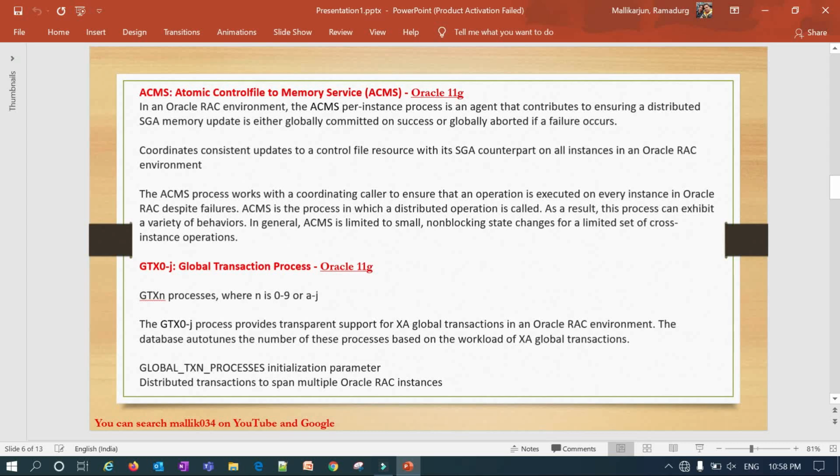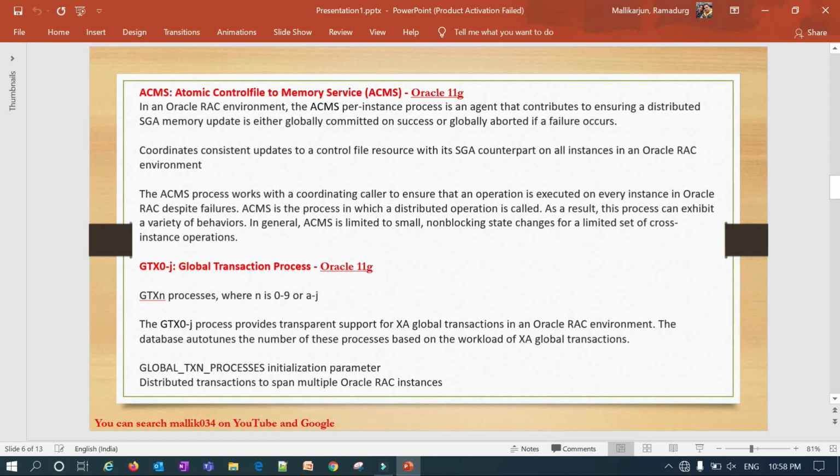ACMS handles all this consistent update from all the database RAC cluster instances to the control file, because we'll be having only one, or if it is multiplexed, two or three control files that are shared across all the cluster instances. So in case of any consistent update to the cluster control file, ACMS comes into the picture.